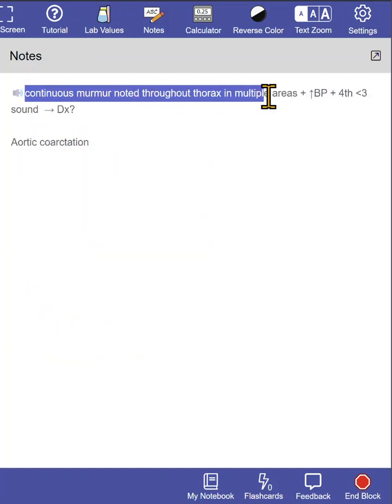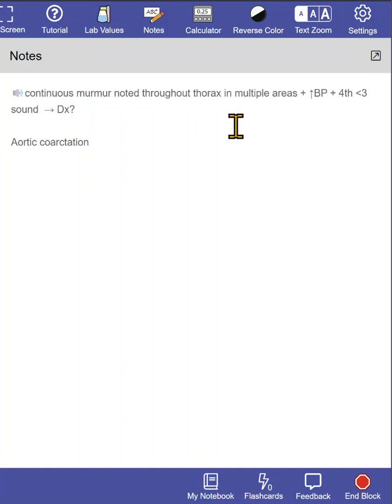Continuous murmur noted throughout thorax in multiple areas. And then increased blood pressure with heart sound. Diagnosis.